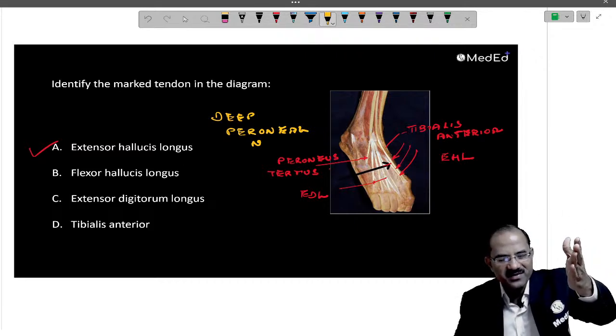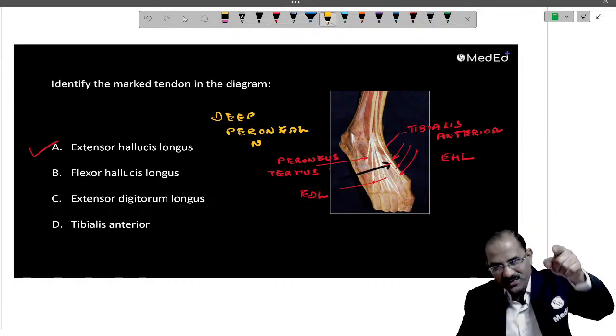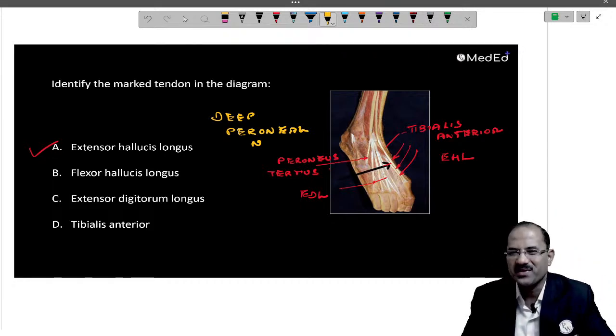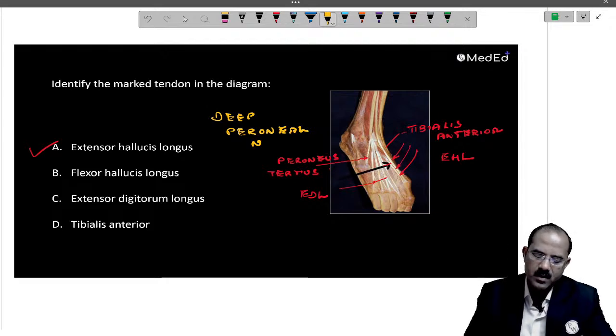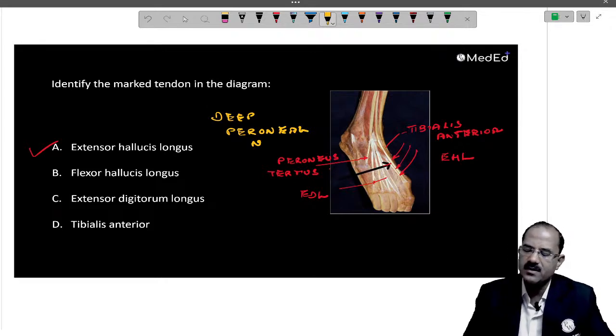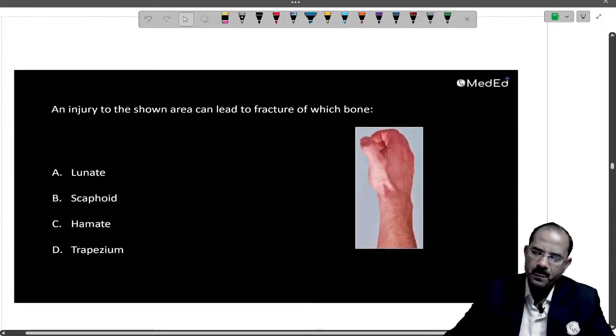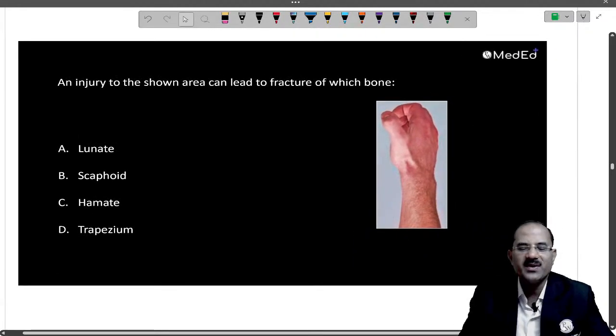Very good, students. You are answering very well. The foot goes down. That's a foot drop. Right. Correct. The answer is extensor hallucis longus. Perfect.